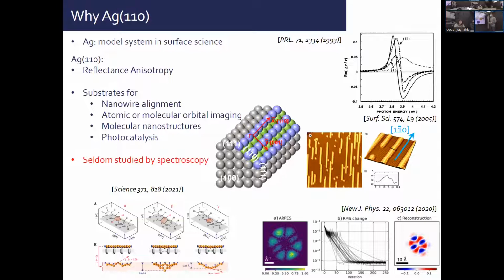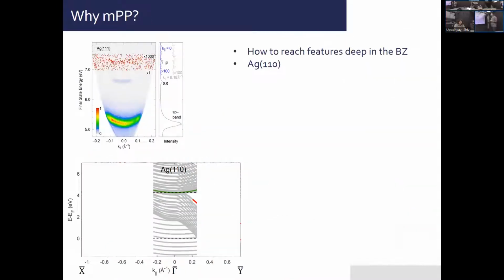However, this surface has seldom been studied by spectroscopy. One reason is its special structure. We can compare this with silver 111's spectrum, where our measurable K parallel range is only plus minus 0.2 inverse Angstrom. Corresponding to the band structure, it is only a very limited range. And for silver 110, this range is kind of boring.